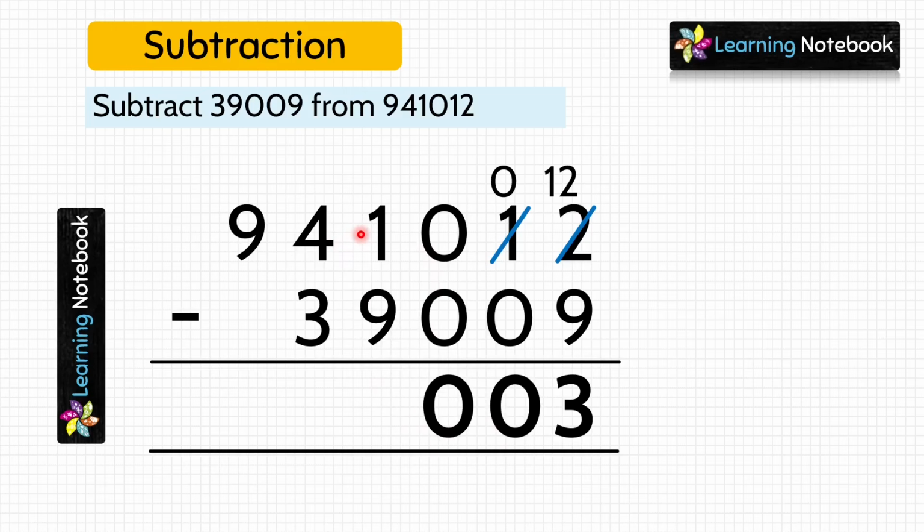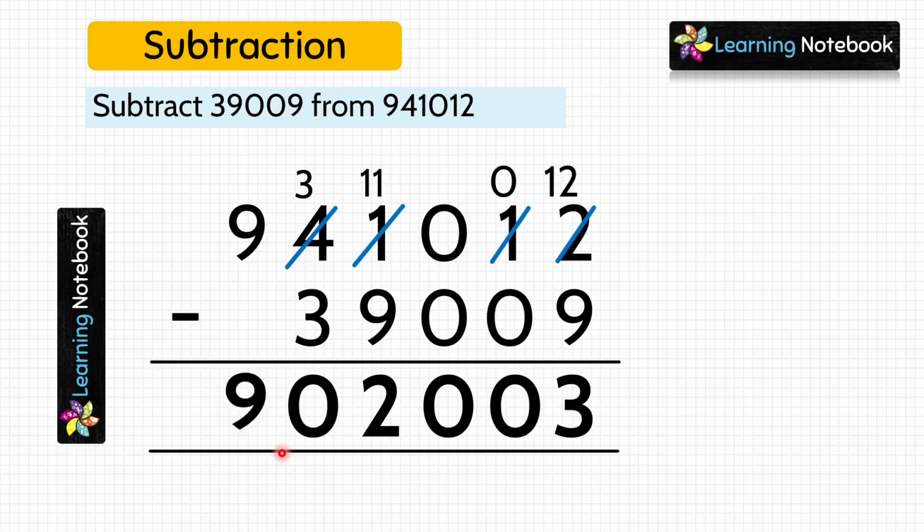Next, here 1 is weaker than 9. So it takes help of 4. So 4 becomes 3 and 1 becomes 11. Now 11 minus 9 equals 2. Next, 3 minus 3 equals 0 and then we have 9. So this is our answer.